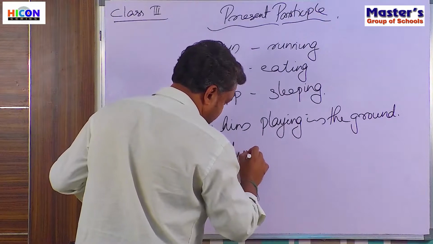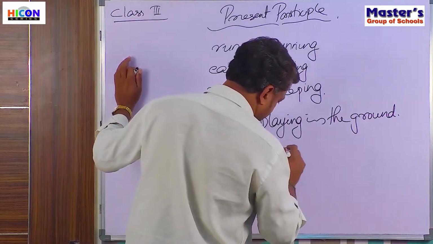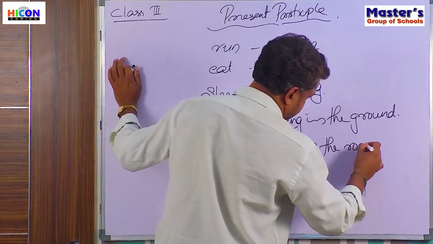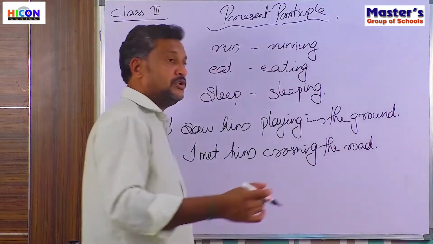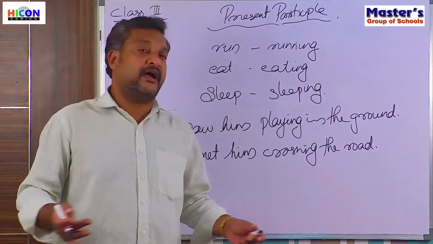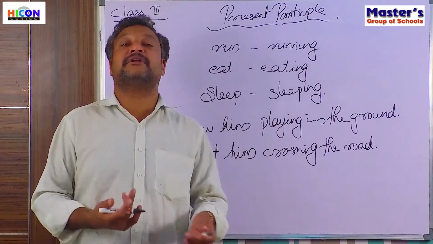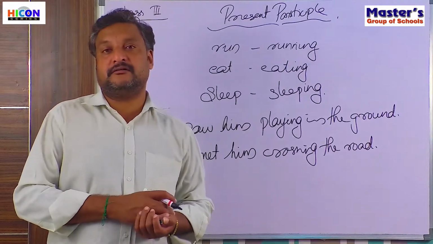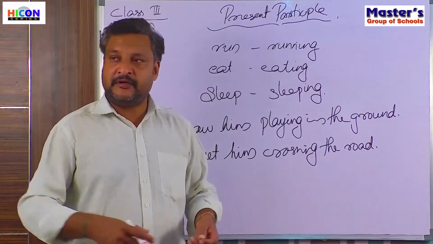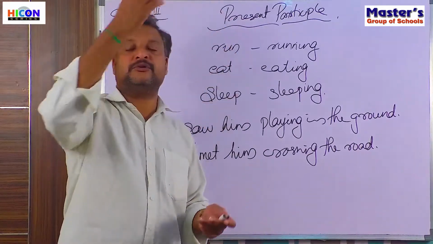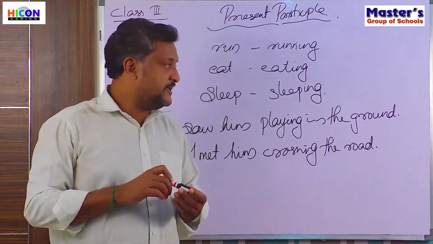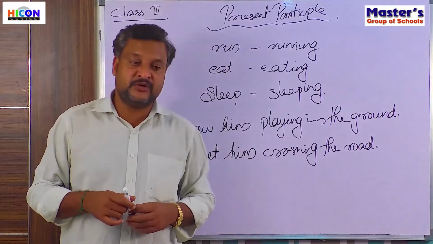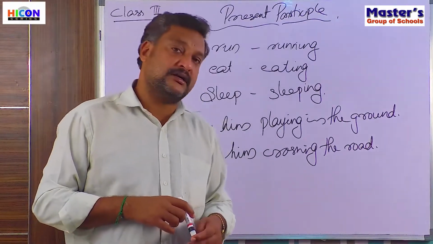Or we can say, I met him crossing the road. I was crossing the road. He was also crossing the road. We haven't completed the process of crossing, then I met him. Or I saw him going to the library. So he was not inside the library, he was going towards the library, walking into the library. Okay. So in these situations, when we have to express an incomplete action, then we use present participles.